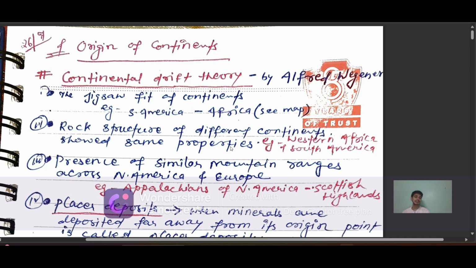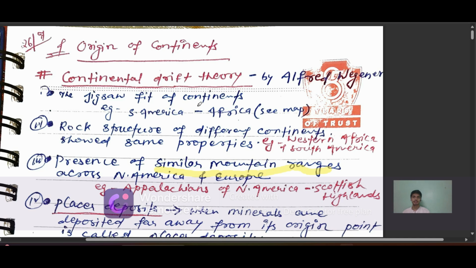For continental drift theory, he had some assumptions. The first one is the jigsaw fit of continents. If you look at the world map, you will find that South America and Africa can be fit together if you bring each one close. Second, he proposed that the rock structure of different continents shares the same properties, like Western Africa and South America. Both continents have the same properties of rocks. Third, the presence of similar mountain ranges across North America and Europe, like the Appalachians of North America and the Scottish Islands. Fourth is placer deposits.